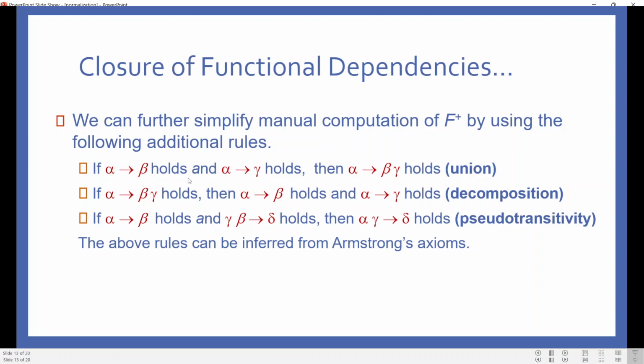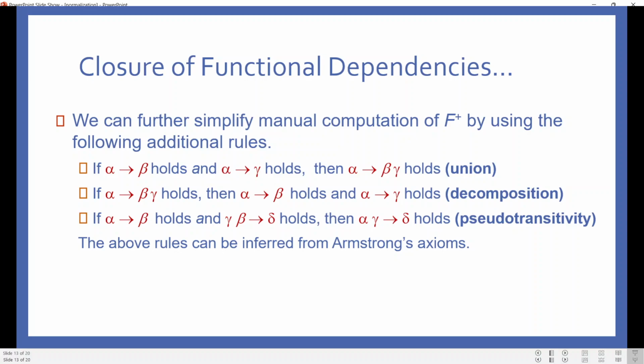Another property is called decomposition. If alpha can determine the combination beta gamma, then you can separate it: alpha can determine beta and alpha can determine gamma. This property is called decomposition. Another one is called pseudo transitivity. That is, if alpha determines beta and gamma beta determines delta, then alpha gamma can determine delta. So these are all called Armstrong's axioms.